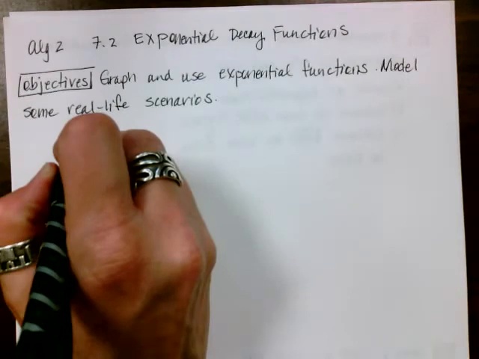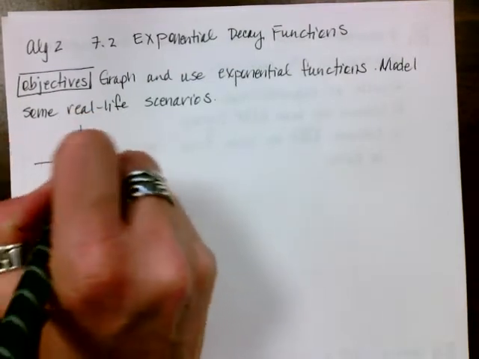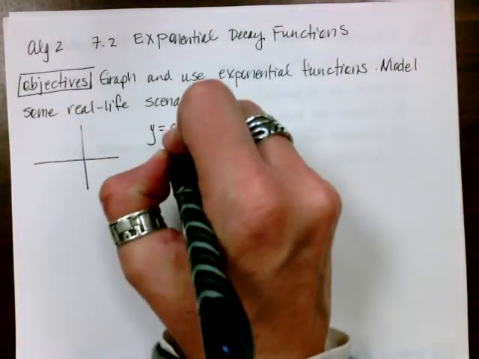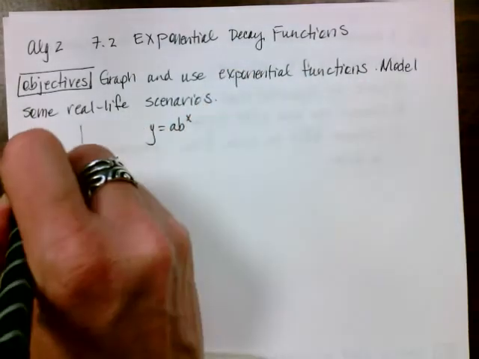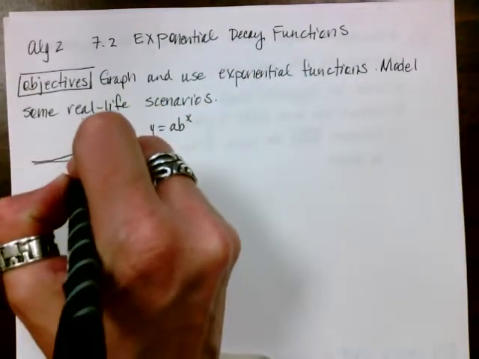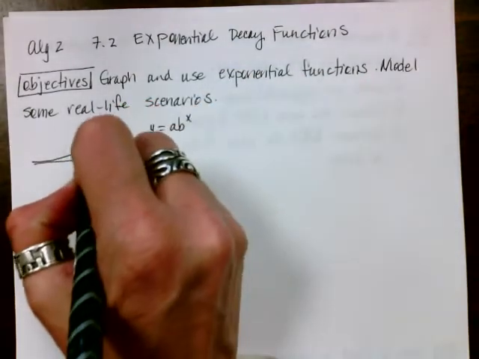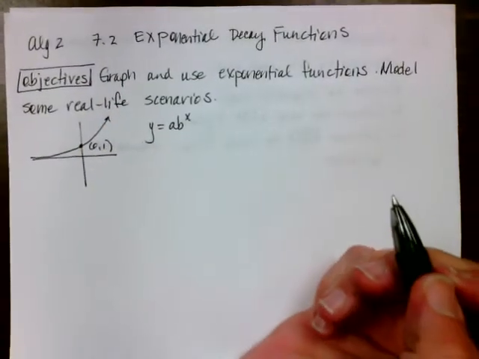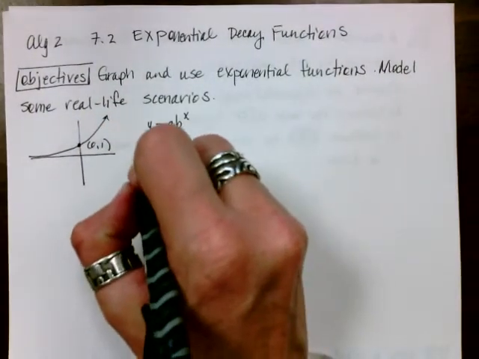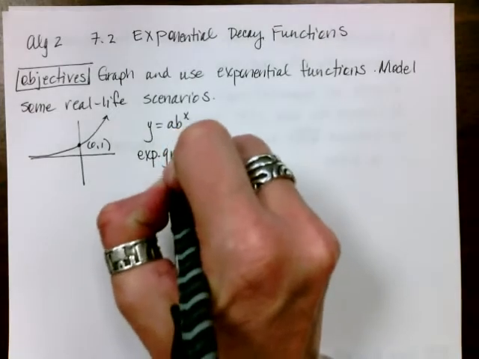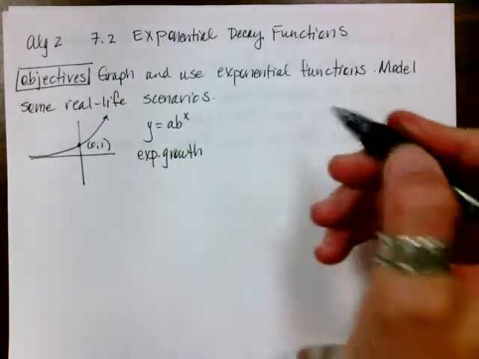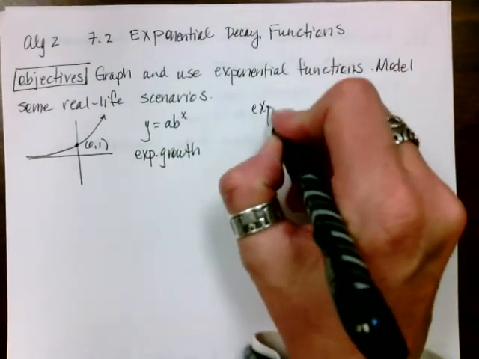Alright, yesterday we talked about exponential functions, so y is equal to a b to the x, and we said that they look like this with a y-intercept of (0, 1). So that is an exponential growth. Okay, so I'm going to write exponential growth. Today we're going to talk about exponential decay.